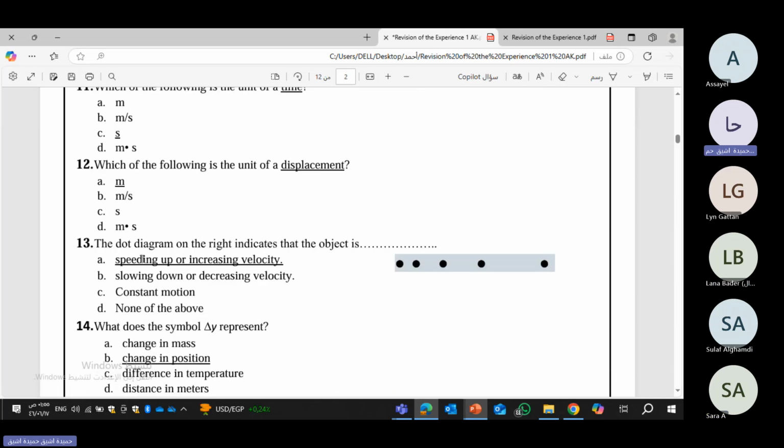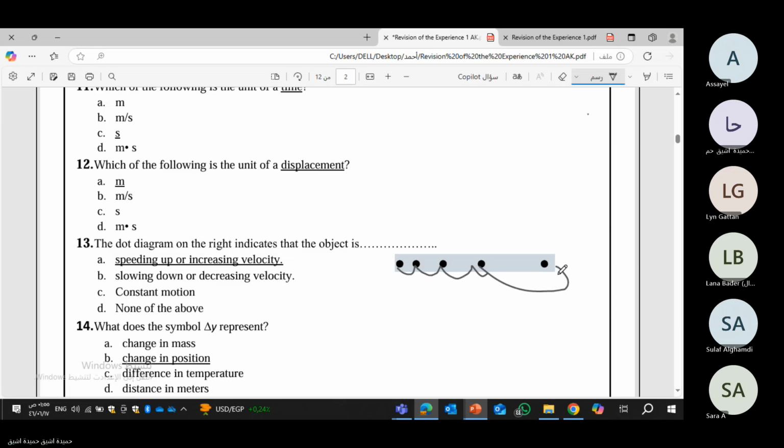Excellent, bravo. The dot diagram shows or indicates what? Look, girls, if you have close dots, it means it's moving slowly, and then it begins to move fast, speeding up, or increasing velocity. Both of them are correct. So whenever you see big spaces, it means speeding up. What about small spaces? Slowing down. I read the diagram from left to right, so from left to right, it's speeding up.